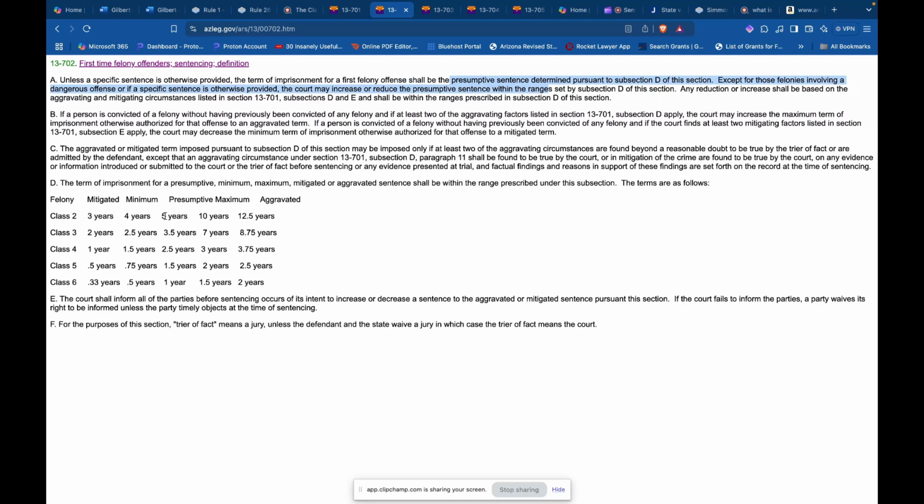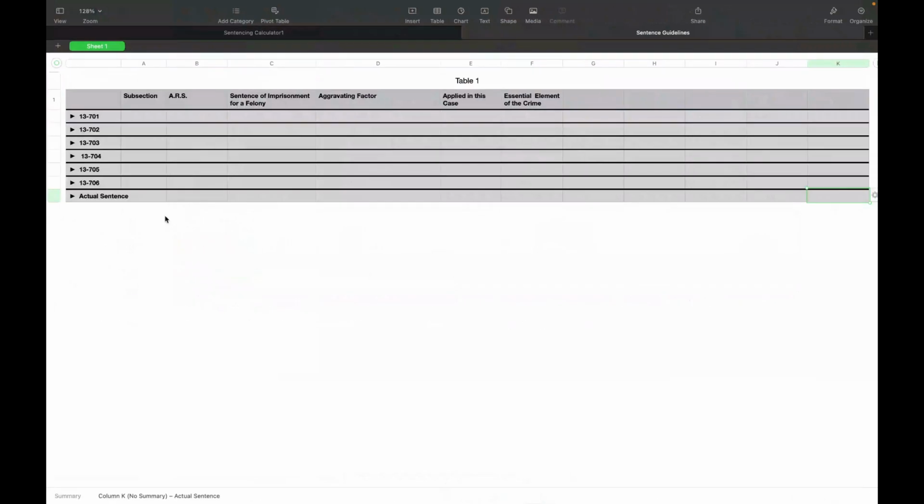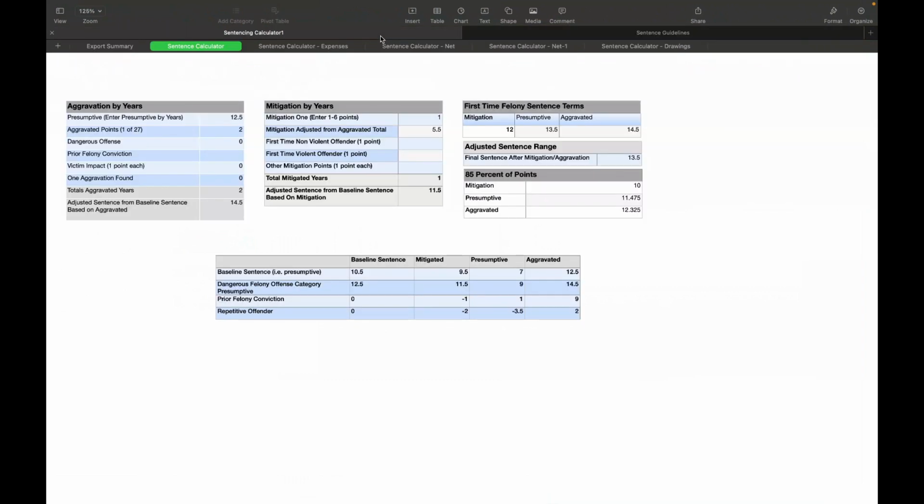And just for the sake of demonstration for the calculator, if the court is saying 5 years as a presumptive, that is what is going to be put here. That is your baseline number, 5 years presumptive.